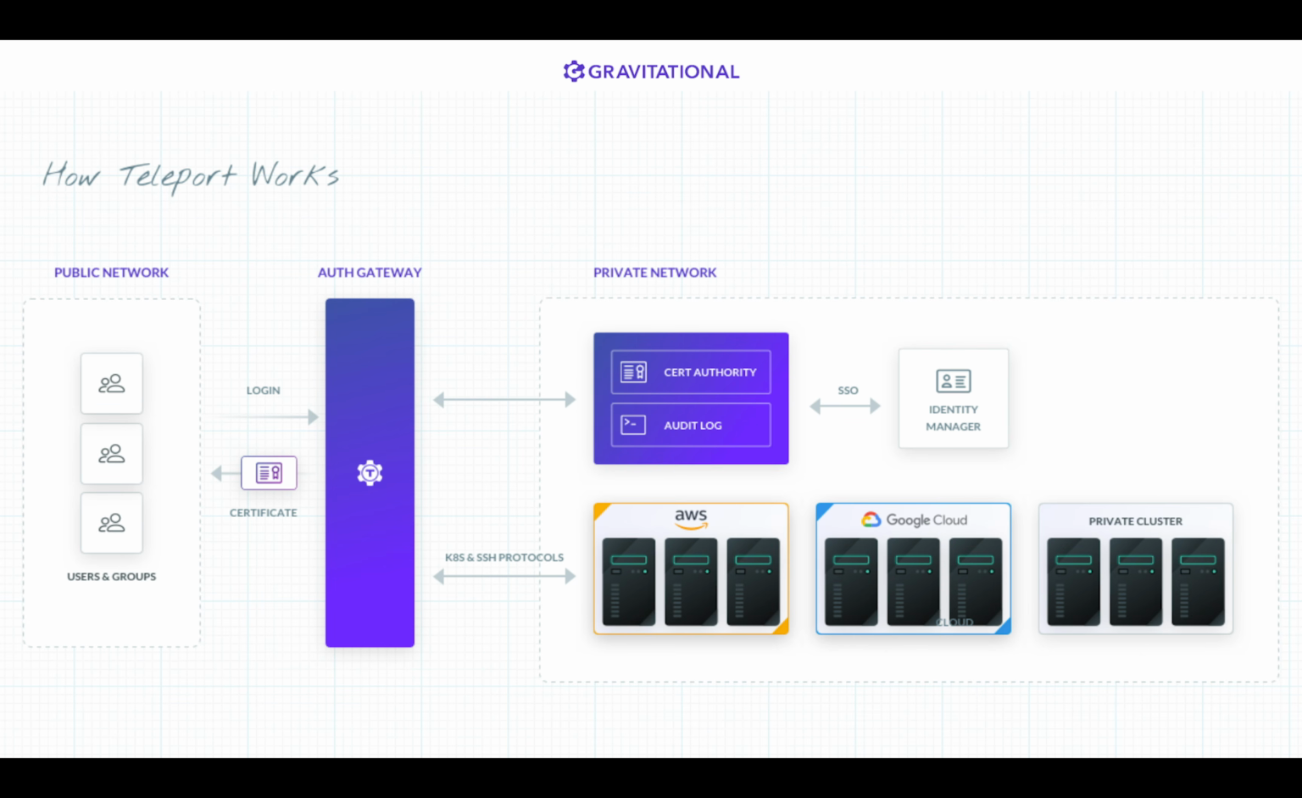Teleport's also capable of providing proxy capabilities to Kubernetes as well. So while we talk here about AWS, Google Cloud, private clusters, we're talking about SSH, but we're also talking about Kubernetes as well. So Teleport can provide the proxy for the Kubernetes API server. So if you're using a cluster in EKS or in GKE, in AKS, any of the cloud Kubernetes services, you can also proxy those through Teleport, manage your authentication, and track what's going on as well.